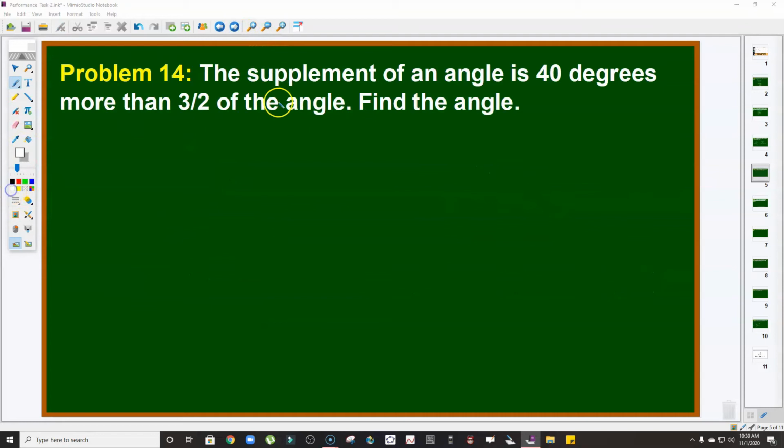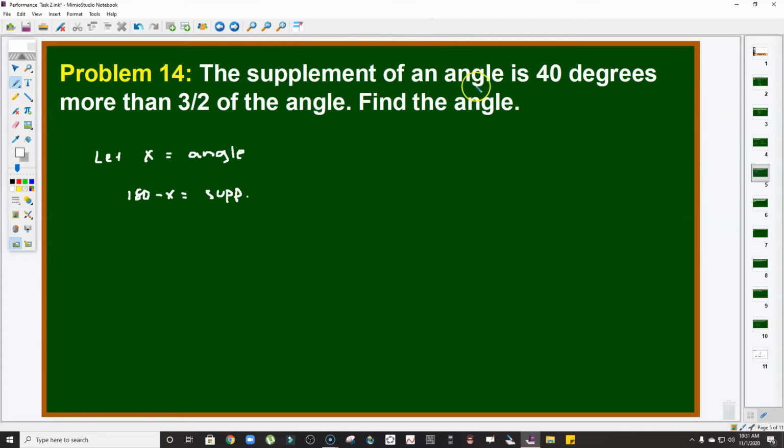Next, problem number 14. The supplement of an angle is 40 degrees more than 3 halves of the angle. The question is, find that angle. Take note, we have an angle and its supplement. Let x be the angle. Of course, the supplement is 180 minus x.